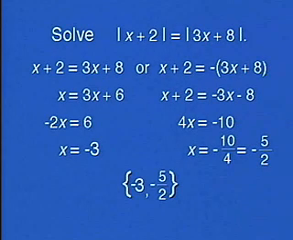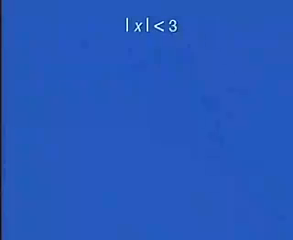So our two solutions here are negative 3 and negative 5/2. Now, our definition of absolute value can be extended to solve absolute value inequalities also. If we look at the absolute value inequality, the absolute value of x is less than 3, then we're looking for all real numbers whose distance from 0 is less than 3.